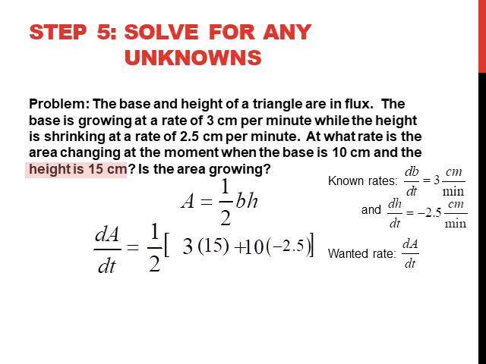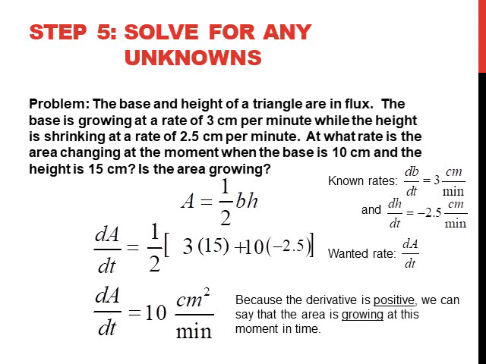Well, now it's just an arithmetic problem. So I do the arithmetic to solve for dA/dt, and I get 10. 10 what? 10 square centimeters per minute, it turns out. And because that derivative is positive, we can say that the area is growing at this moment in time.